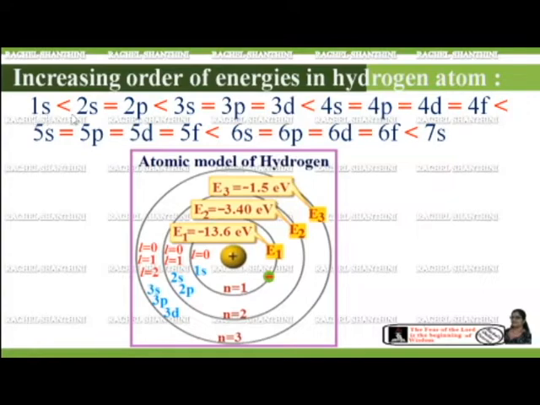So 1s will be less than 2s, which is equal to 2p, which is less than 3s, which is equal to 3p and 3d, which is less than 4s, which is equal to 4p, 4d and 4f, which is less than 5s, which is equal to 5p, which is equal to 5d and 5f. And this energy of the electron will be less than the energy of the electron present in 6s, which is equal to 6p, which is equal to 6d and 6f. And the energy of the electron will be less than the energy of the electron present in 7s.